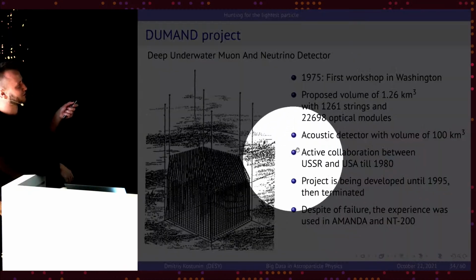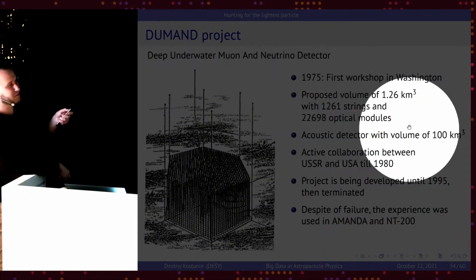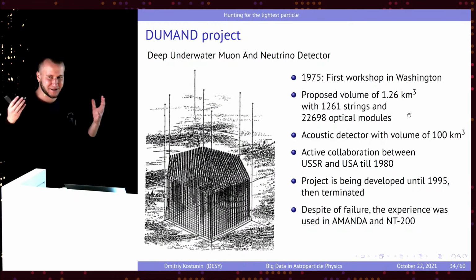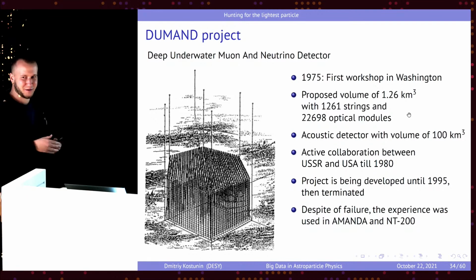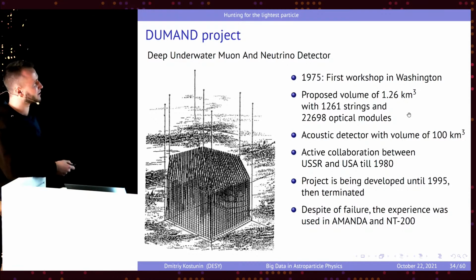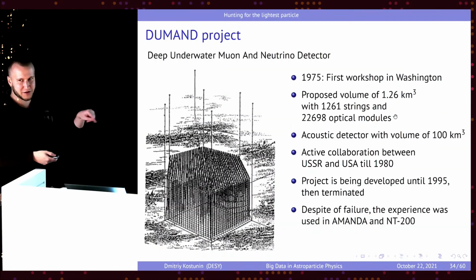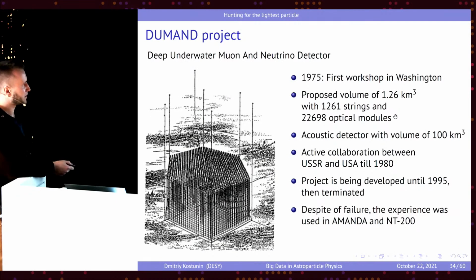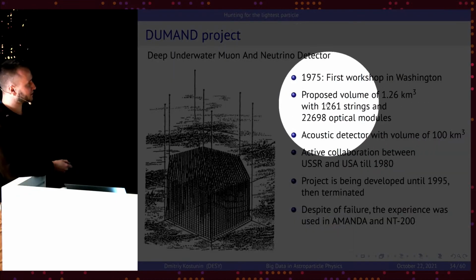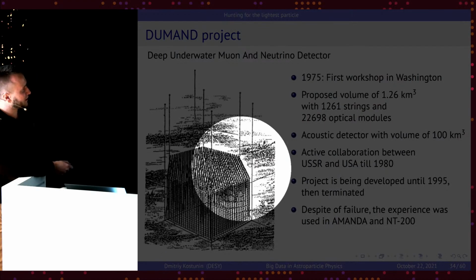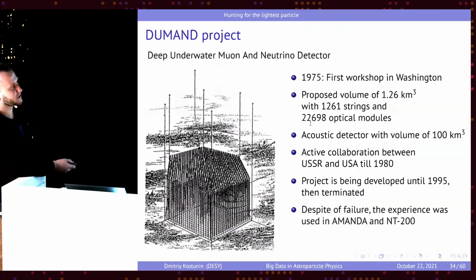There was a workshop in 1975 in Washington. It shows how science can be peacemaking, with cooperation during the Cold War. A volume of 1.26 cubic kilometers was proposed, kilometers times kilometers times kilometers, with 1,200 strings. You can see the strings in this very old plot from an old book, and 20,000 optical modules.